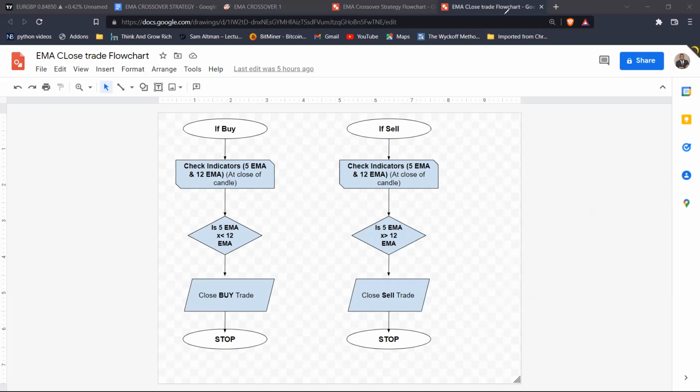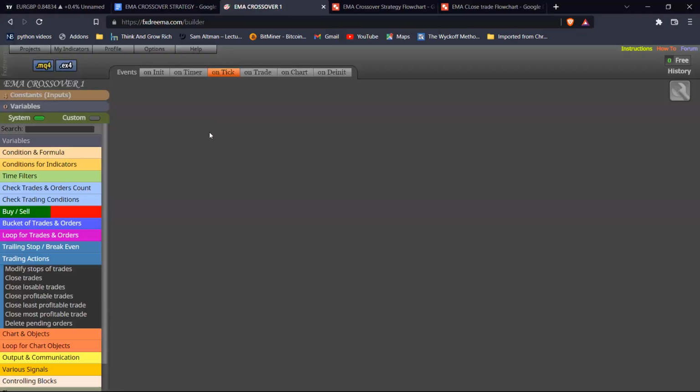Now, let's take all of this information that we have just discussed and implement it to create our first EA. So now I will jump over to the FX Dreamer web-based software. This is what it's going to look like when you load a builder window. When you start up, you would see the options to load the builder window. When you load it fresh, you can rename it whatever you want. This one is called EMA crossover 1.